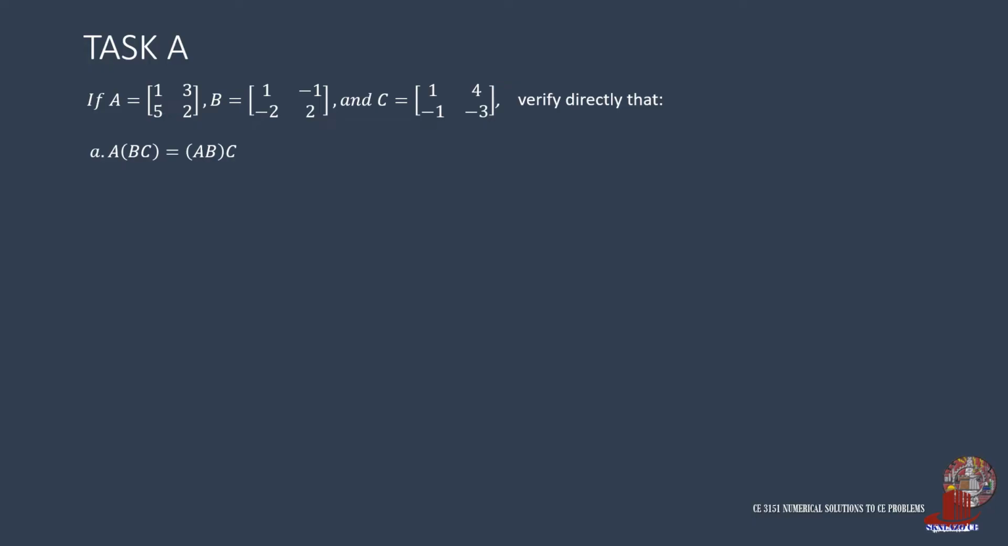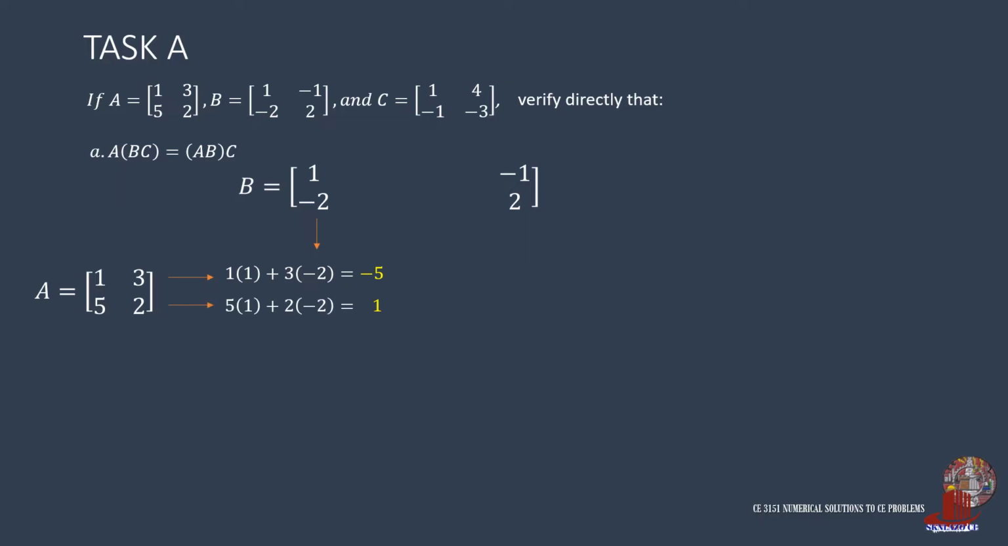Let's verify that the same elements come out when we take the product of matrices ABC a little differently. This time, start with matrices A and B. So first row and column give 1 times 1 plus 3 times -2, or -5. Row 2 times column 1 has 5 times 1 plus 2 times -2, giving 1.